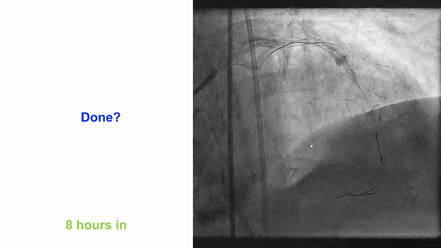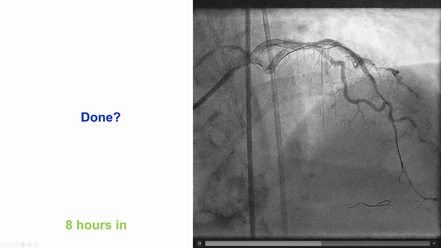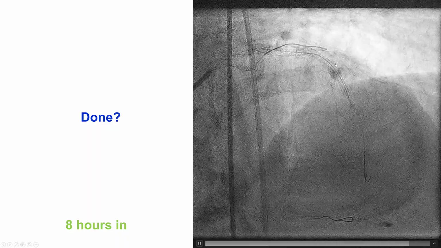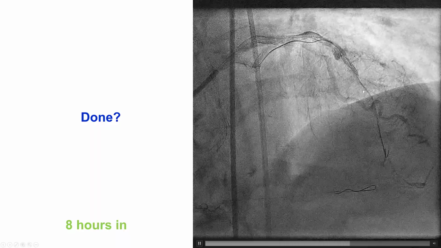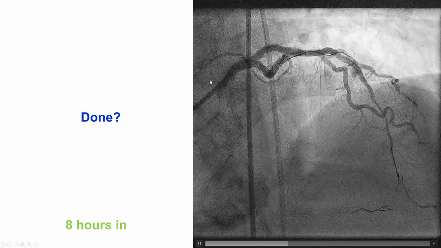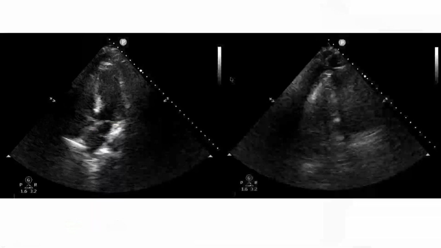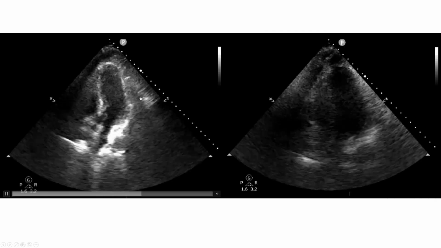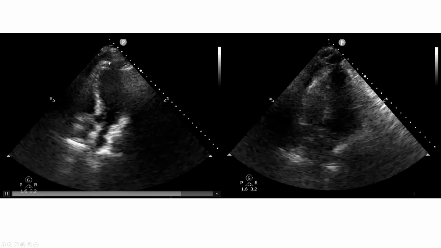However, a couple of things we noticed now. There is this area of staining in the mid-LAD outside the stent. Also distally, there is some haziness concerning for possible distal LAD dissection. And the ostium of the left main also doesn't look perfect. We did an emergency echo at this point that showed unchanged function, and there was no pericardial effusion.